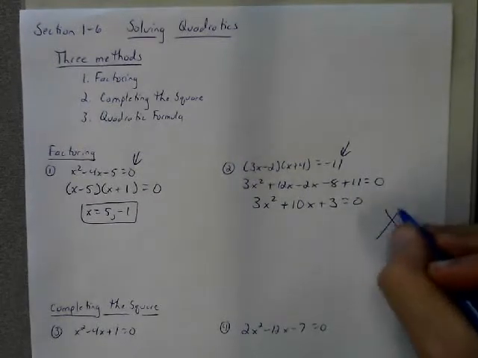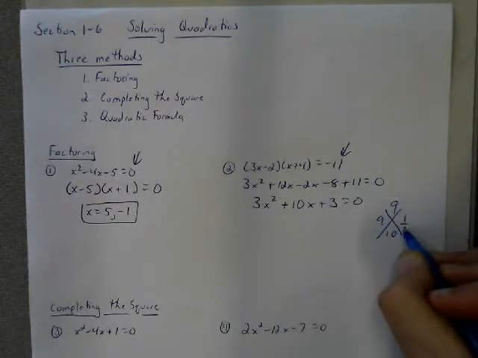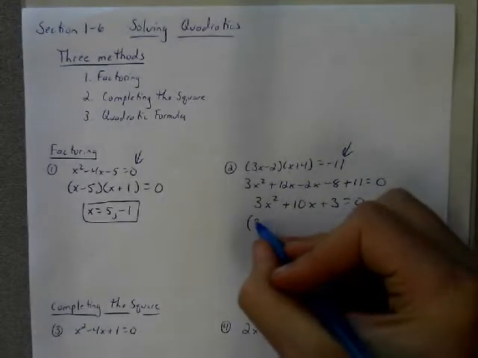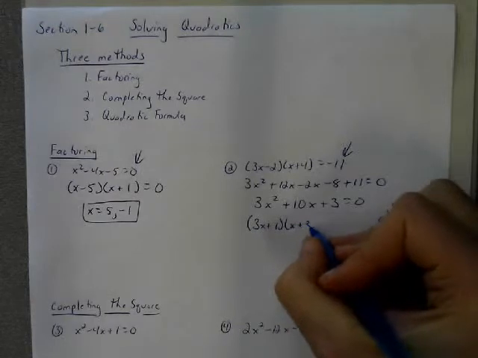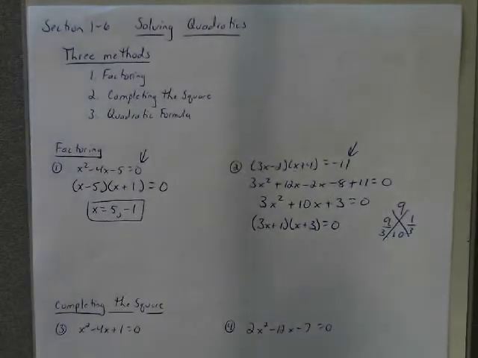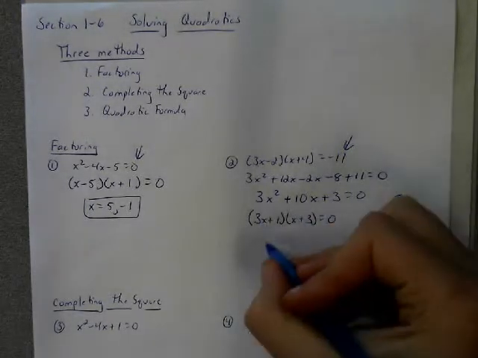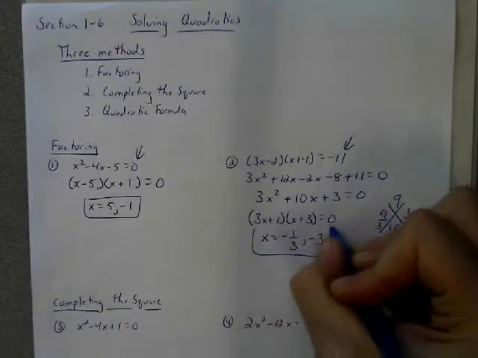For me, I usually say what multiplies to 9 and adds to 10, and that would be 9 and 1. Therefore, the factors of this trinomial are 3x plus 1 and x plus 3. You will not see me reviewing factoring this year. By now, at this stage, you must know how to factor by whatever method you may have learned over the years or whatever way suits you. So x equals -1/3 or -3 are the two answers.